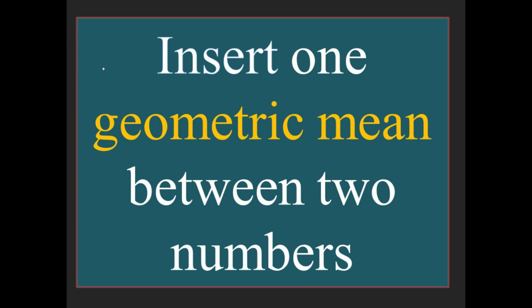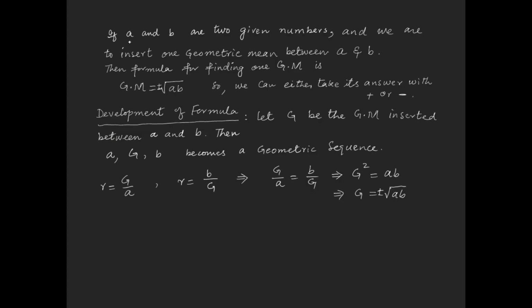Dear students, in this video we will learn how to insert one geometric mean between two given numbers. If a and b are two given numbers and we are asked to find a geometric mean that will be inserted between a and b. The formula to find the geometric mean between a and b is: geometric mean is equal to plus minus square root of a multiplied by b. Under the square root, a and b are multiplied.